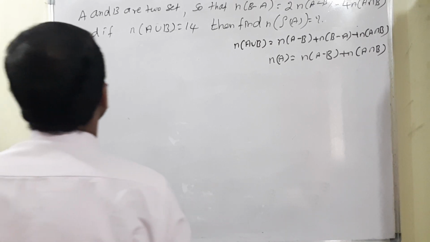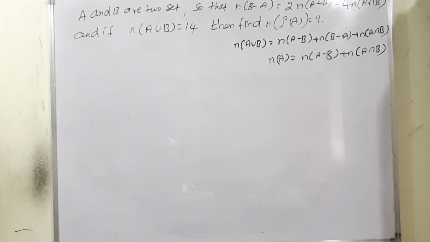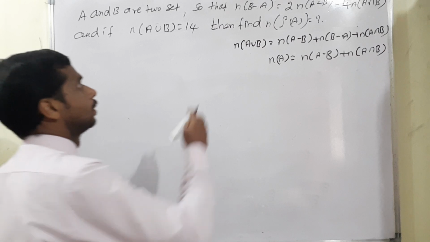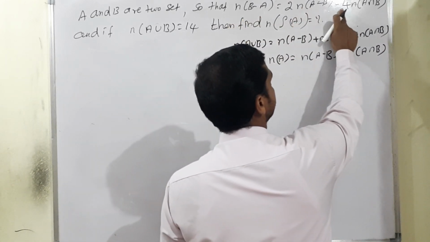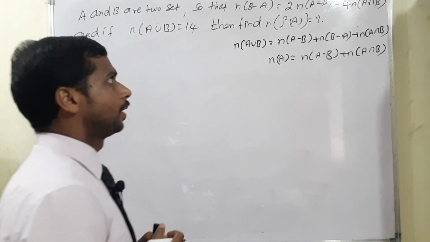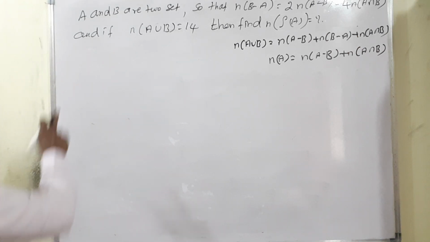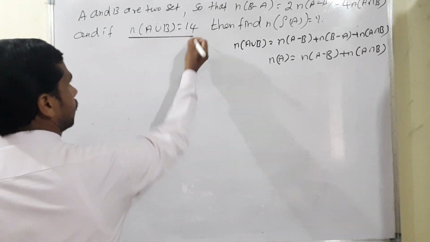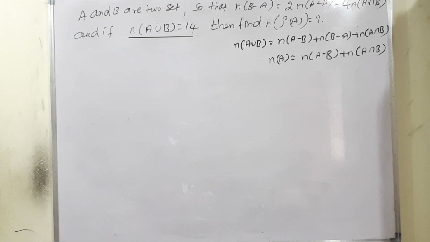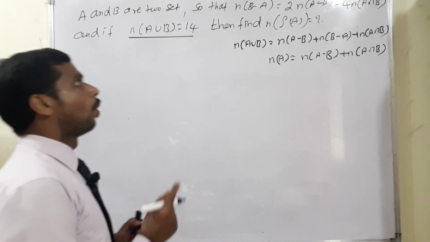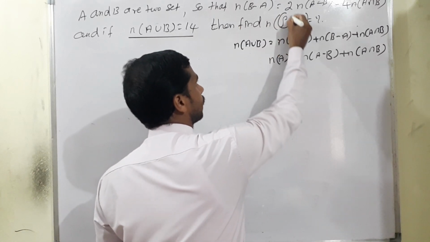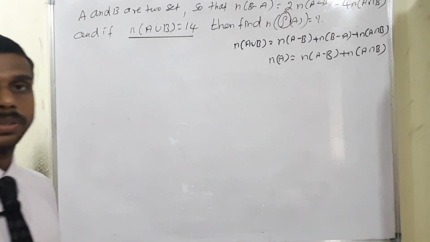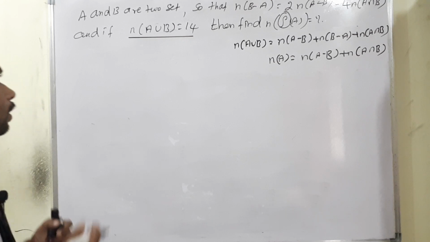Example 1.5 question. A and B are two sets. Show that the number of B minus A is equal to two times the number of A minus B, which is equal to 4 times the number of A intersection B, and if another condition is that the number of A union B is equal to 14, what we need to find out? This is simple actually: subsets. The number of subsets of A we have to find out.